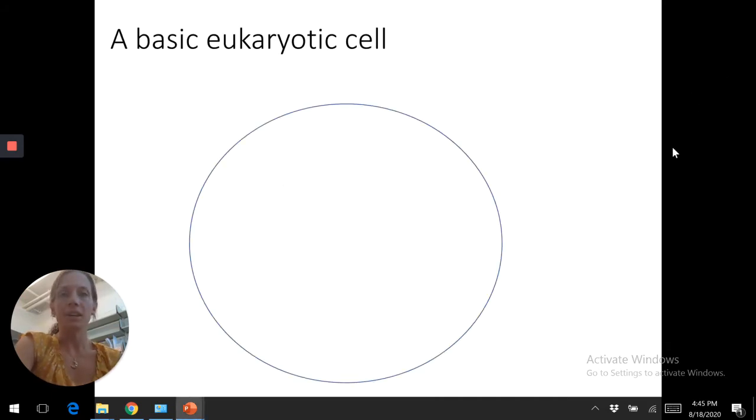So let's start off by looking at a basic eukaryotic cell. What almost all of them have. You can pause the video and label some components here.